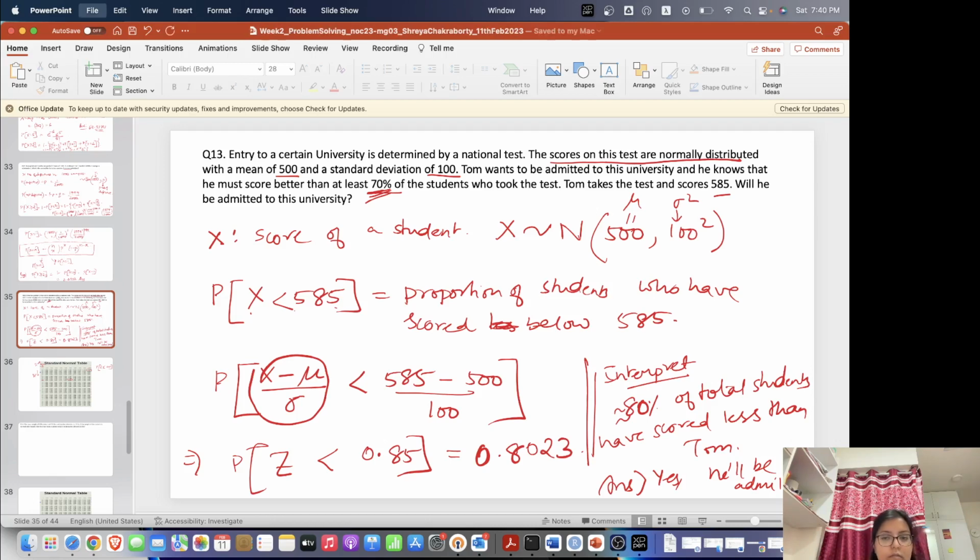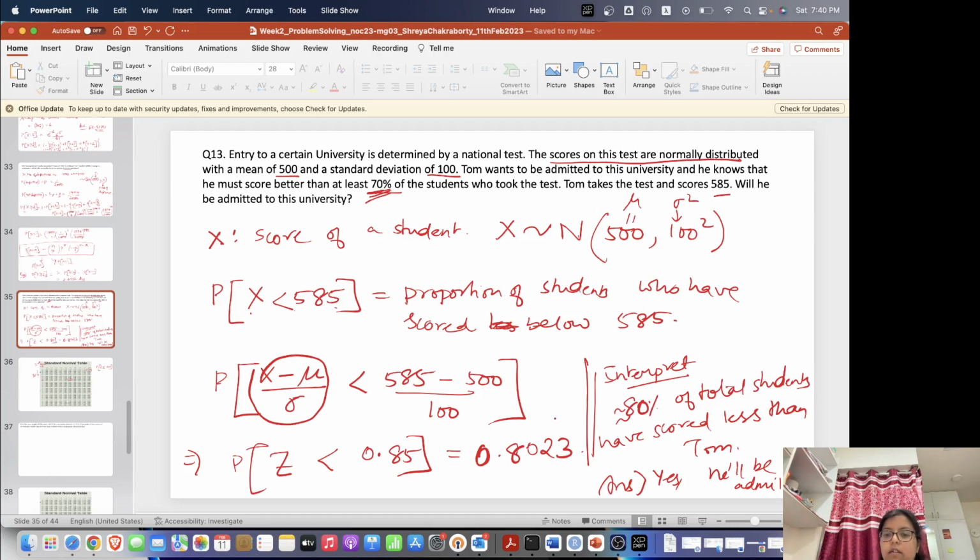Any doubt? So he had to score better than 70% of the students who took the test. Now this proportion, x less than 585, is 80.23, which means that 80% of students have scored less than Tom. Or in other words, Tom has scored better than 80% of the total students.